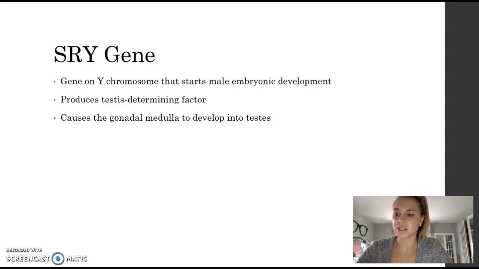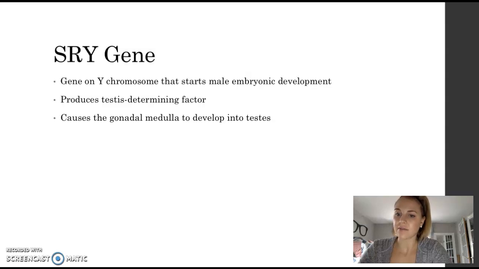The SRY gene is a gene on the Y chromosome that initiates male embryonic development, and this gene is responsible for development of male phenotypes. The SRY gene produces a protein called testis determining factor, which acts as a transcription factor. So it binds to specific regions of the DNA and activates certain male genes. And this influences the gonadal medulla of the fetus to develop male gonads, which are the testes. So in an absence of the SRY gene, the gonads develop into ovaries.